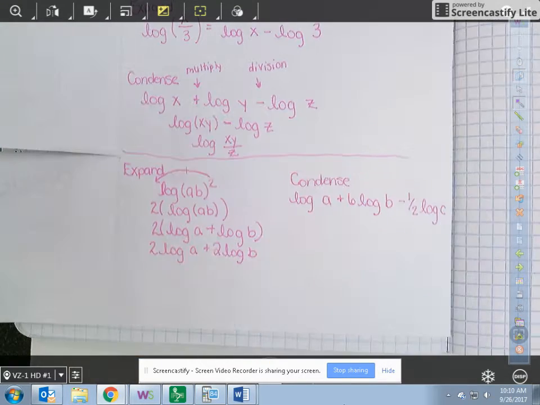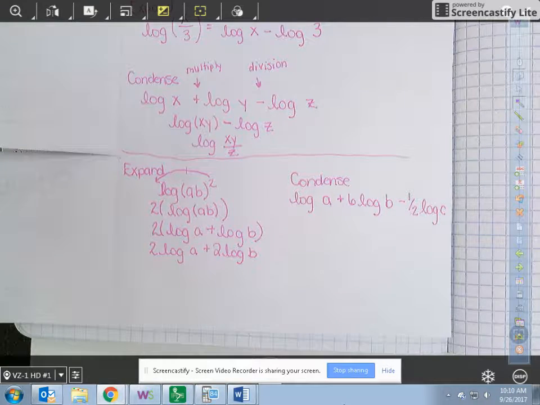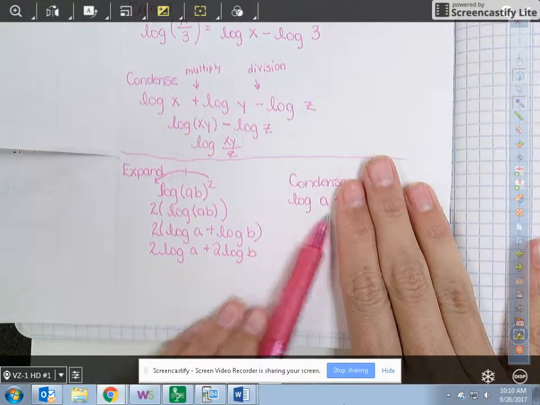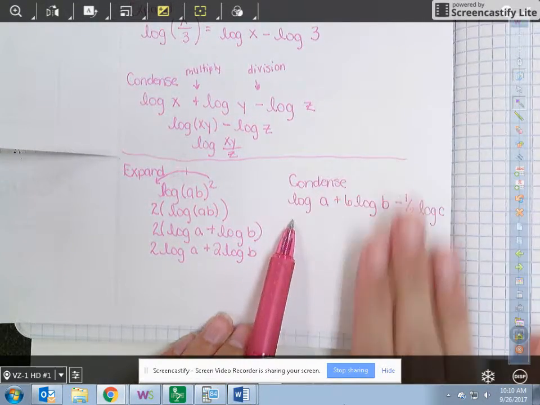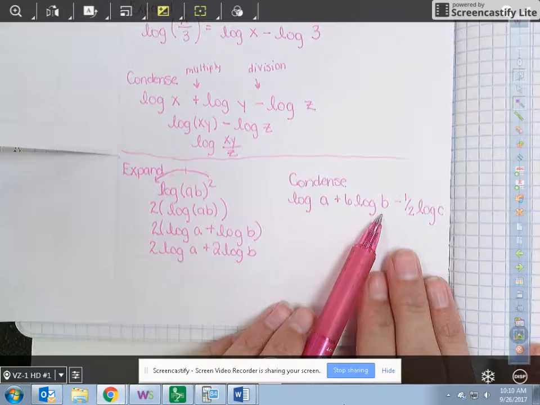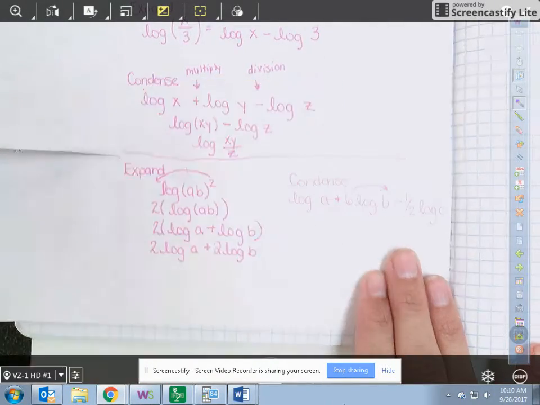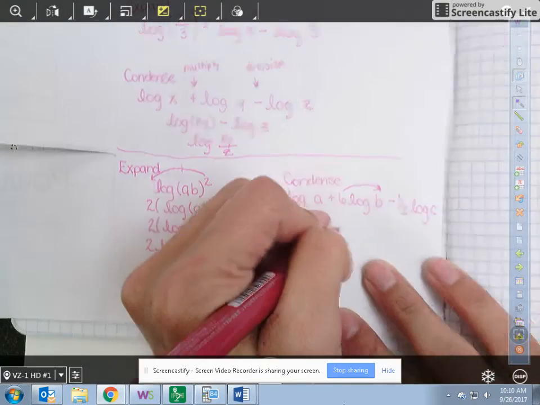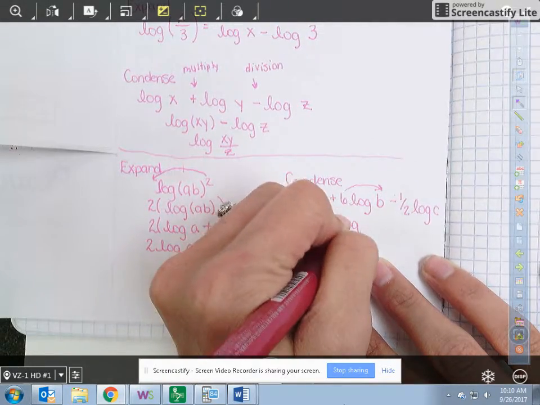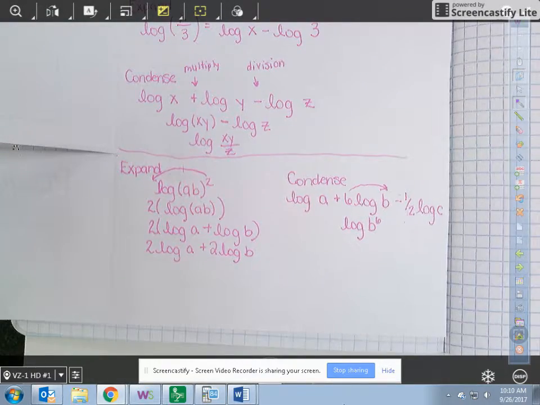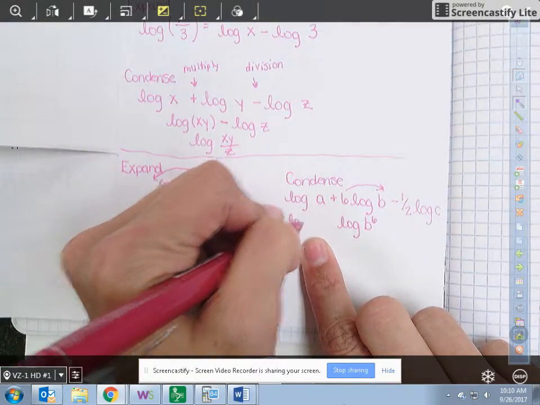All right, last example. Log A plus 6 log B minus 1/2 log C. Is there any type of exponent rule there for log A? No. What about 6 log B? What's going to happen? It's going to become an exponent. So it's going to become log of B to the 6th power. We didn't do anything to this guy, so I'm just going to bring him down.